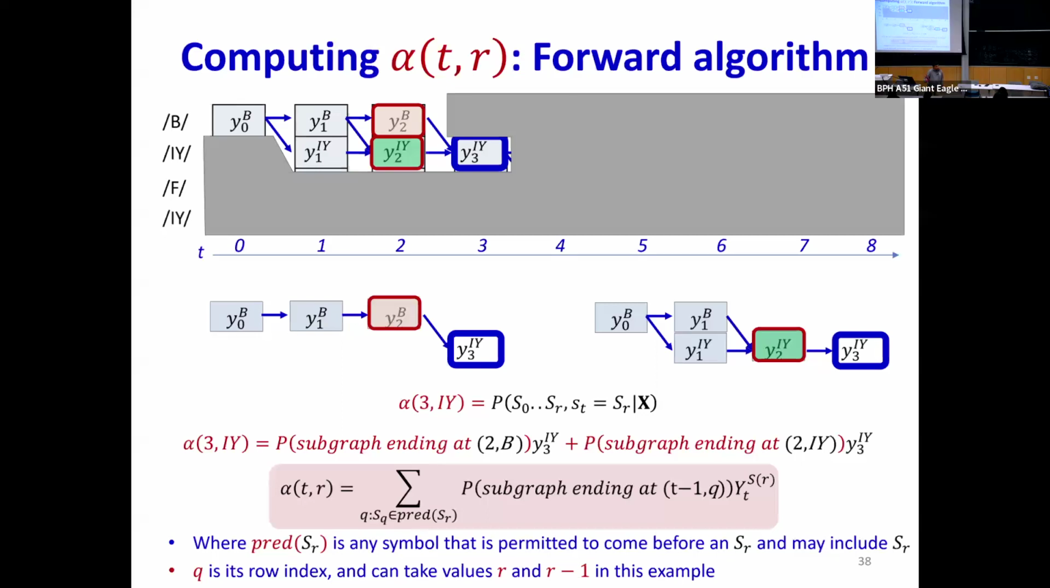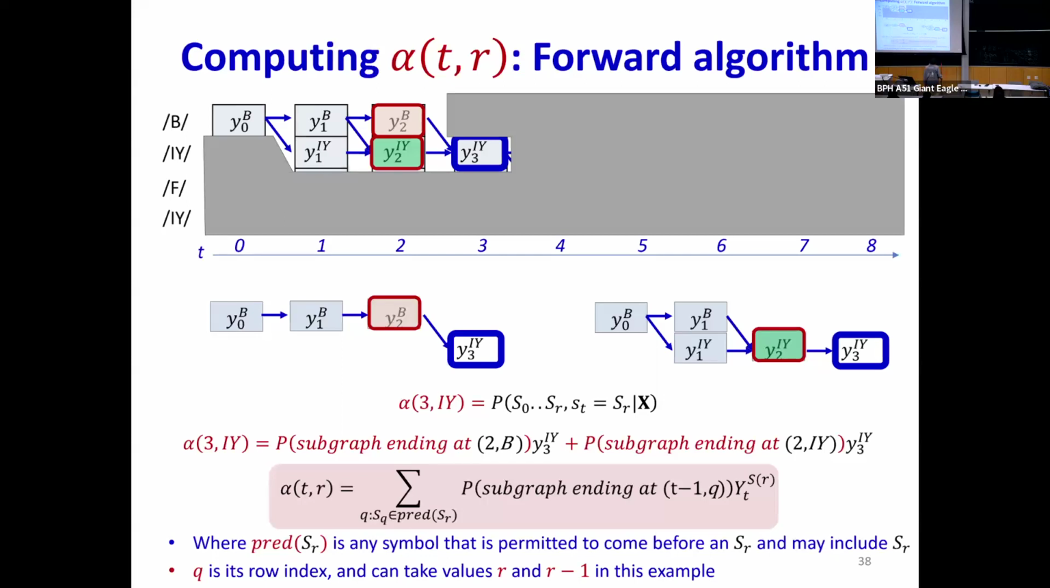But symbolically, what would that be? That's just an alpha, correct? So just as the probability of the subgraph that ends at 3e is alpha 3e, the probability of the subgraph that ends here is going to be alpha 2b. And so the probability of this event, this subgraph and then extending it by the symbol e at time 3, is going to be alpha 2b times y3e.